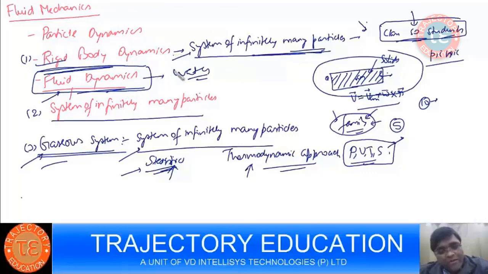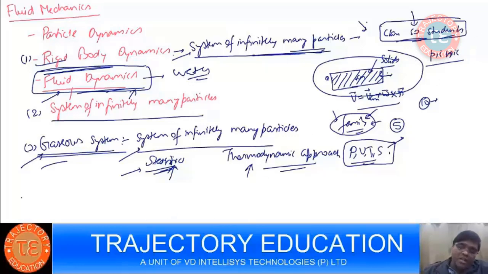I told you, in fluid dynamics we are dealing with a system of infinitely many particles where the cohesive forces among the particles are not so strong that I can follow the approach we follow in rigid body dynamics, and not so weak that I treat them as a gaseous system. This is not extreme. It is a transition between solid and gaseous systems. So the approach is quite different over here. What can be the approach?